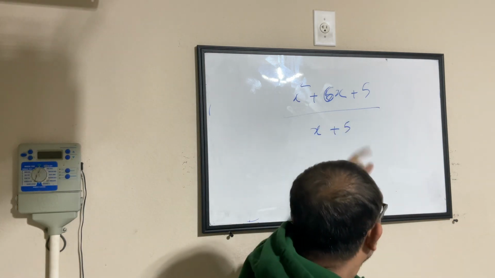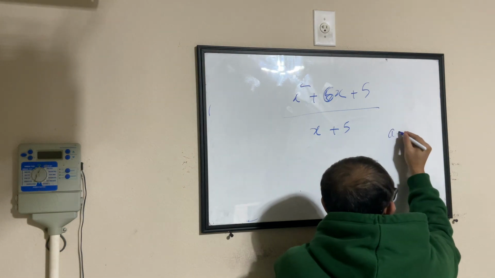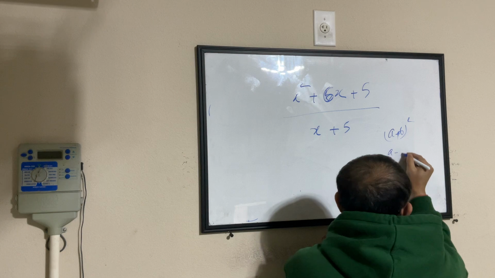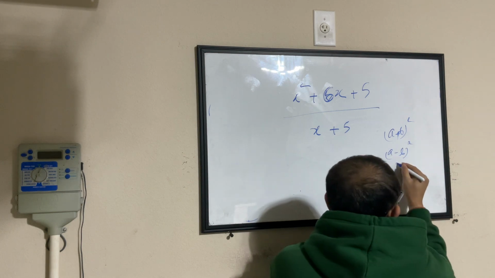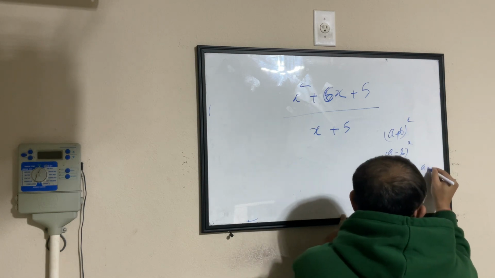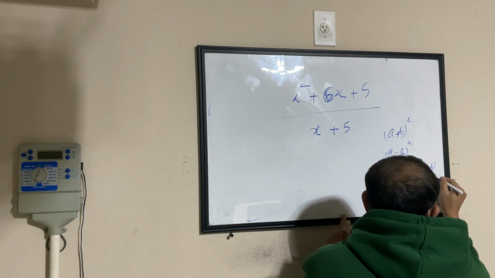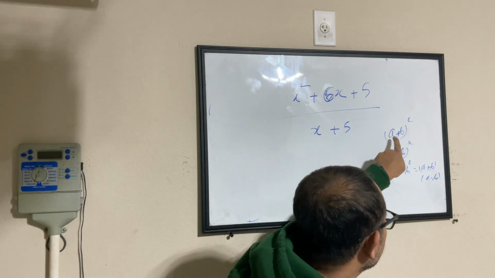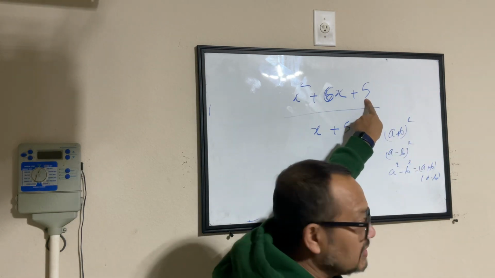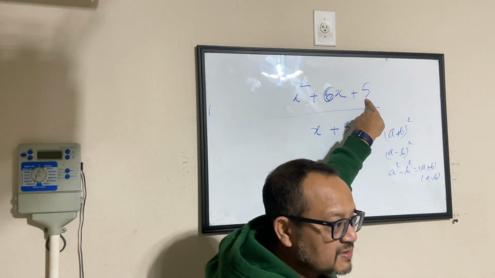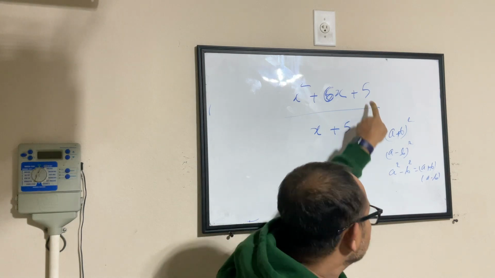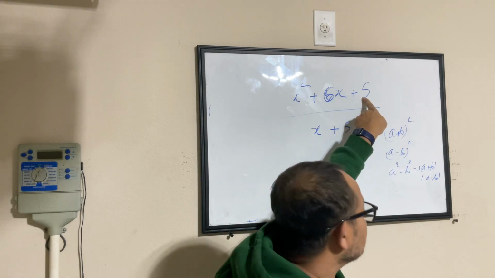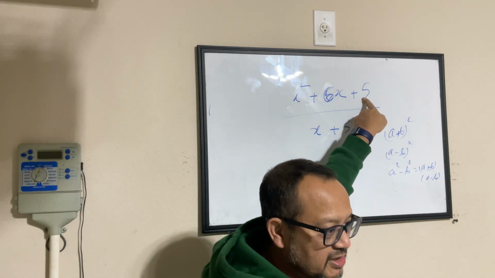Now, our obvious pick is this. If I can break this down to a plus b whole square or a minus b whole square form, or a square minus b square resulting in a plus b into a minus b form, that's an easy pick. But a plus b whole square, we know that it's a square plus 2ab plus b square. This constant has to be a square. 5 is not a perfect square. So this strategy doesn't work. Same is the case with a minus b whole square also. Your constant has to be a square of something, which is not the case here.